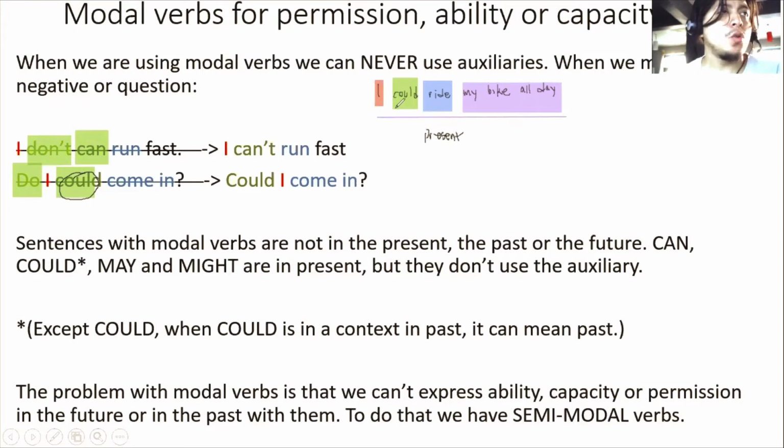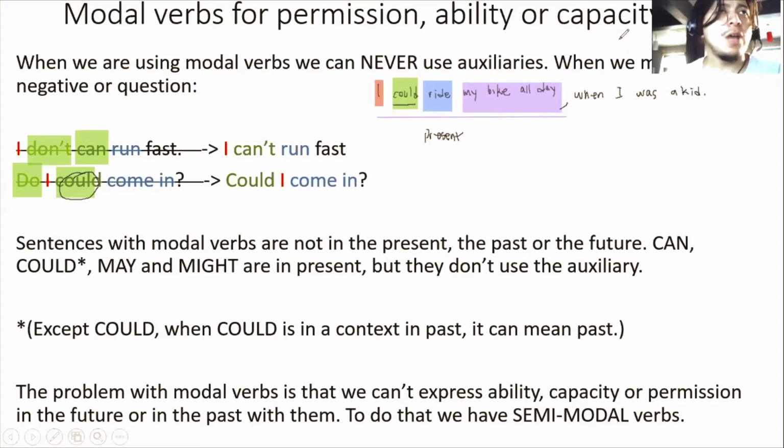How do you change could so that it means past? When you have a time marker. "I could ride my bike when I was a kid." When I was a kid.